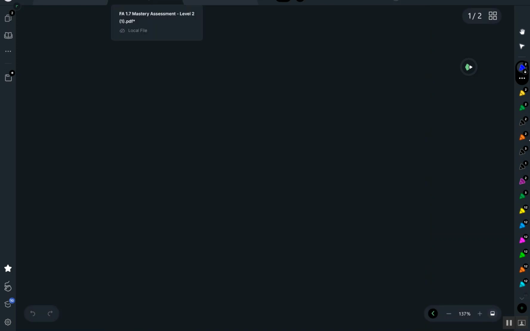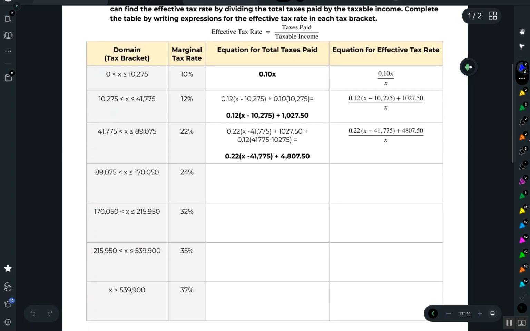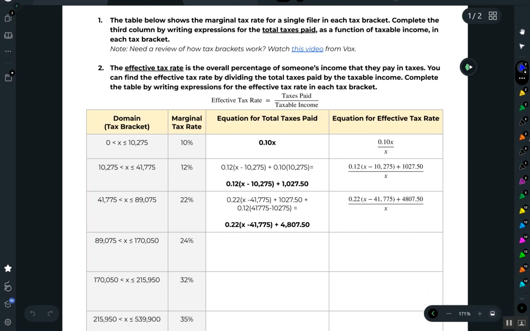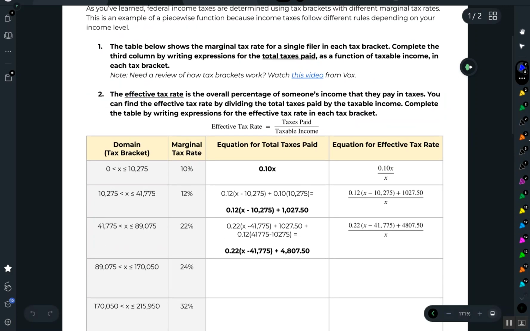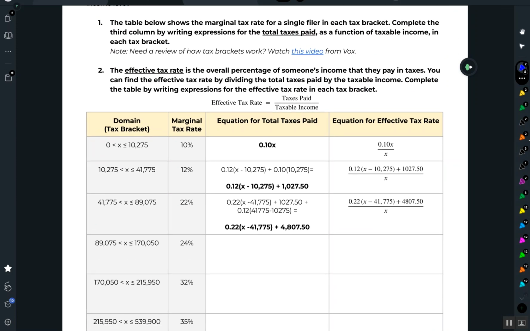Okay, so this particular assignment, you have to fill out this table that shows how the marginal tax rate is basically calculated. So X here represents the income, basically, how much you make. So in my example, it was $92,000.